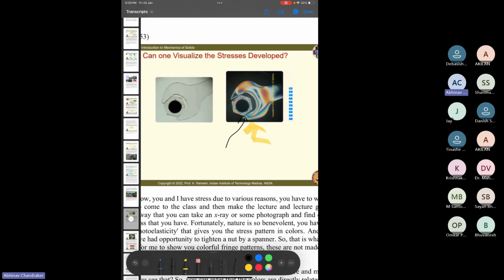So in brief, all these fringes represent contours having different stress values. For example, in this case where you are using a spanner to rotate a bolt, the highest stress values will be near the points of contact, and you can see that as very concentrated colors. As you move away, you can see these fringes. All these fringes refer to some stress values, and as you go away from the point of contact, the stress values decrease.